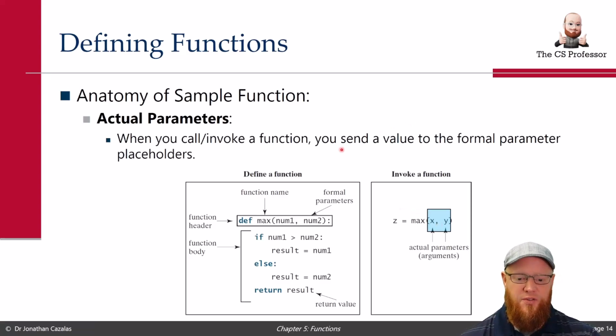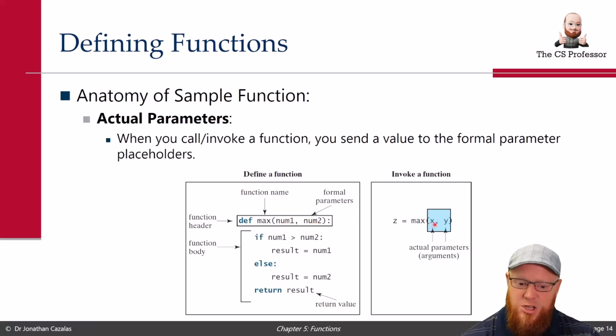So when we call a function, that's when we're going to send over to this function the actual parameters that we want the function to use when determining whatever it's trying to compute, in this case, the maximum value. So we're going to have two values here. Maybe the x would be 8 and the y would be 5. Those are the actual values, the 8 and the 5. Those actual values will get sent over and saved into num1 and into num2 respectively.